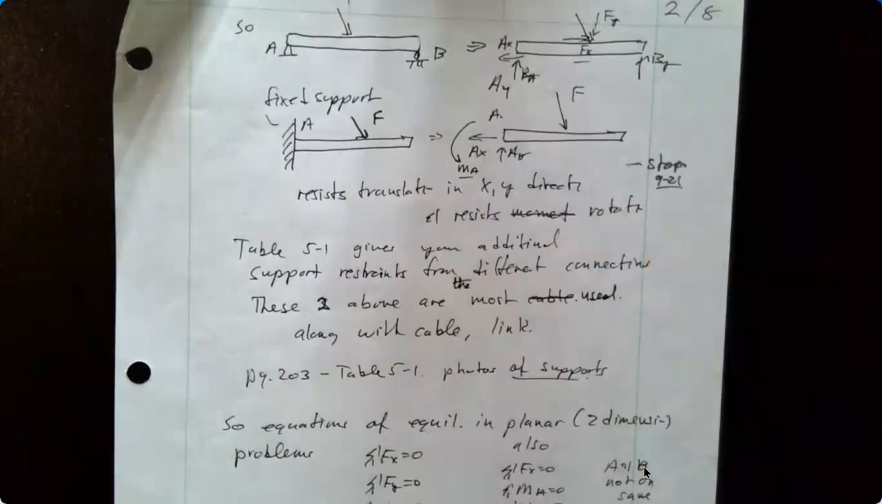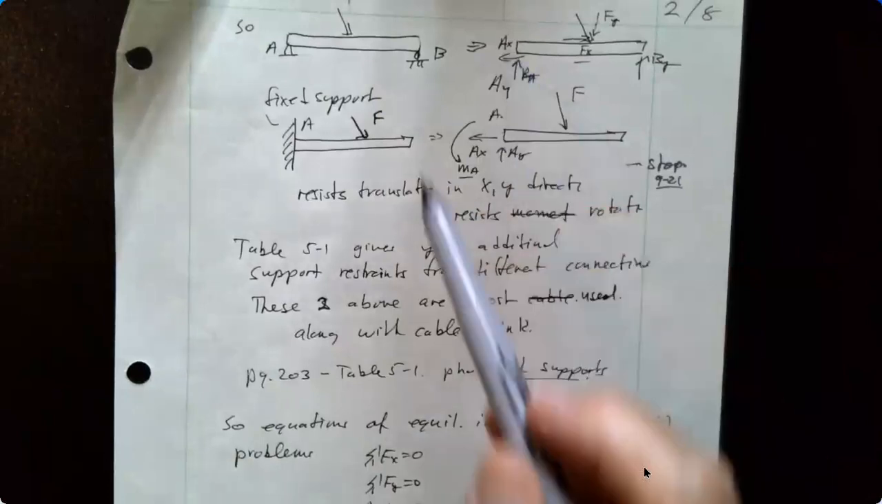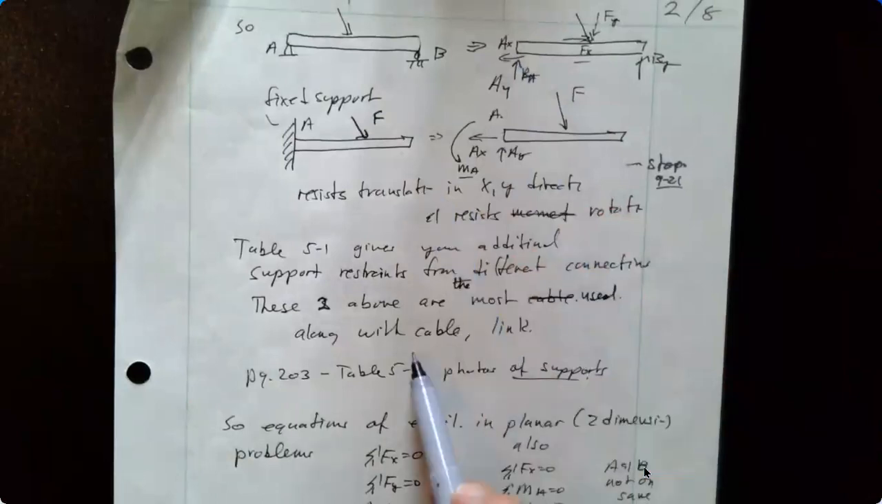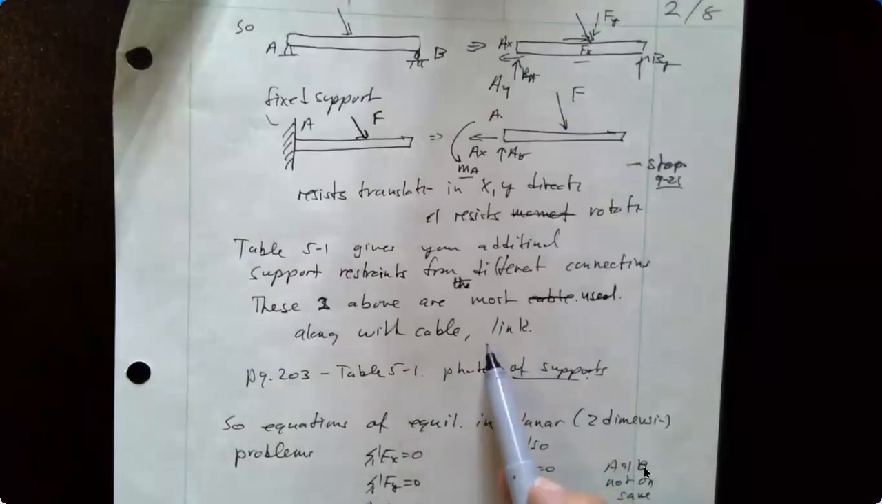And I think your textbook gives you additional support restraints for different connections. These two above are the most common that we will use. Also, we see a cable and also a link, and I'll show you a couple of problems with those. Cable will always be in tension. A link typically is going to be in compression.